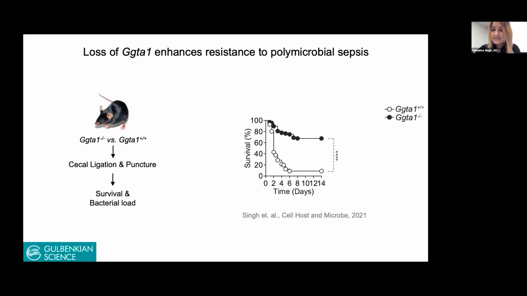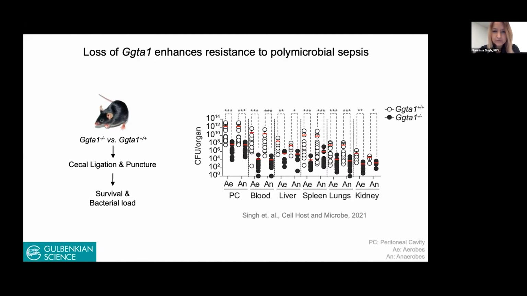Upon CLP, you can see that the GGTA1 knockout mice in black have a tremendous survival advantage. And this was associated with up to a 10 to the 6-fold decrease in bacterial load in all the organs, suggesting that loss of GGTA1 confers protection against polymicrobial sepsis via a mechanism of resistance.